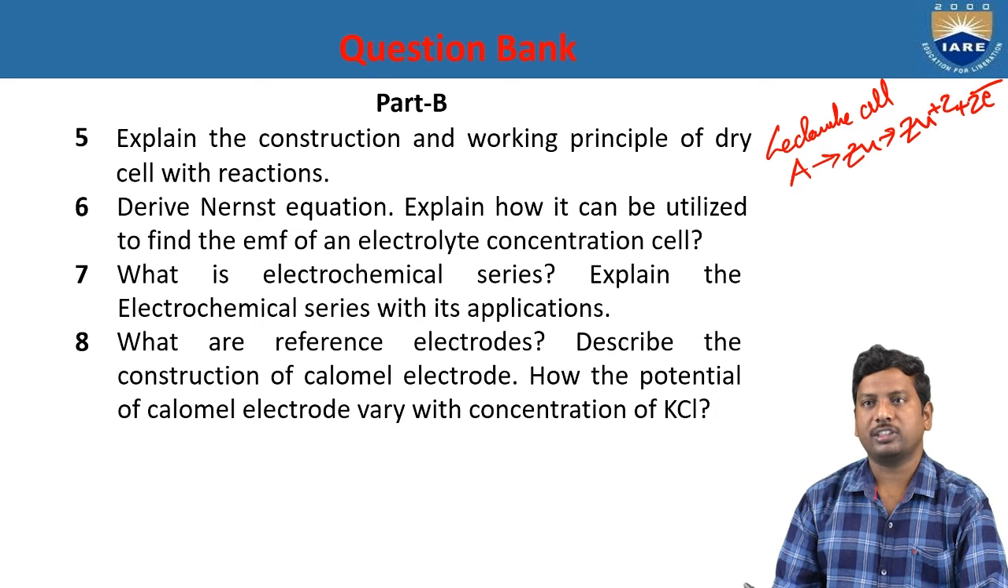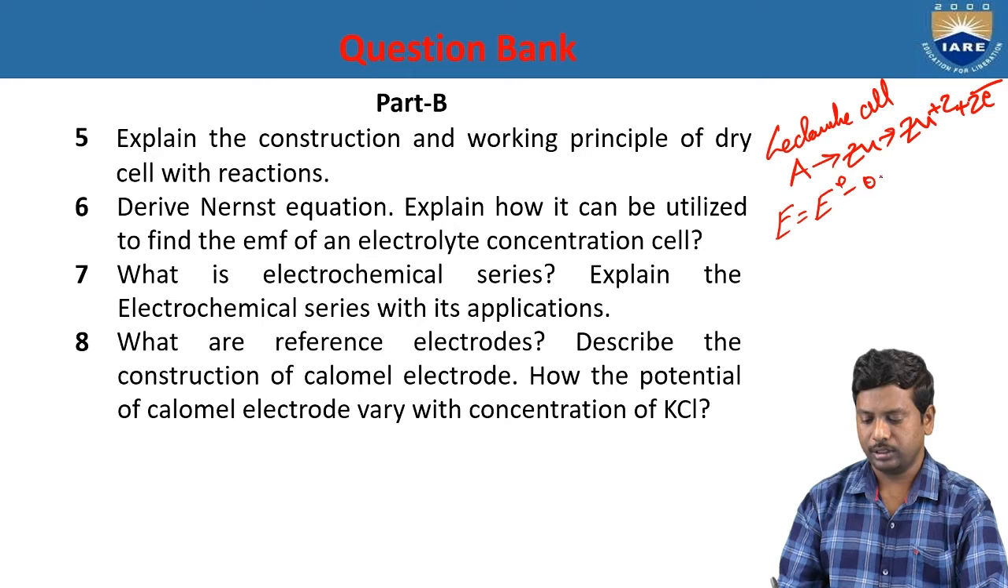Derive the Nernst equation. Explain how it can be utilized to find the EMF of electrolyte concentration cells. So a concentration cell is one of the electrochemical cells which involves the conversion of chemical energy into electrical energy by transfer of a substance from the high concentration electrode to the lower concentration electrode. And the Nernst equation for the electrolyte concentration cell is E equals E naught minus 0.0591 by n log of concentration of products by concentration of reactants.